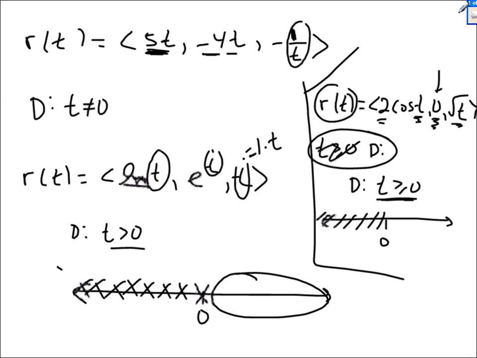You can't find r of negative 3. You can do 2 times the cosine of negative 3, and you can say the y component is 0, but the k component gives you a hard time because you can't take the square root of negative 3. You can't take the square root of any negative number. What you're taking the square root of must be greater than or equal to 0.